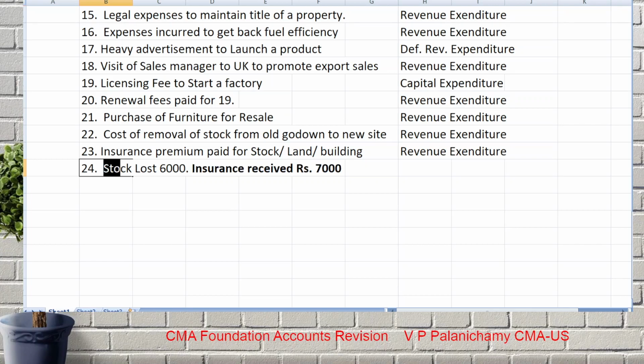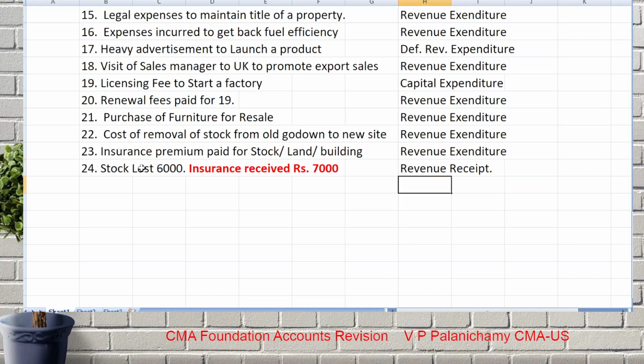Stock is lost, or destroyed by fire. For that you are getting insurance compensation. What is it? Is it for stock purchase? Revenue. Stock is sold out, na? Revenue. So when the stock is lost and you are getting compensation, that is also what? Revenue receipt.